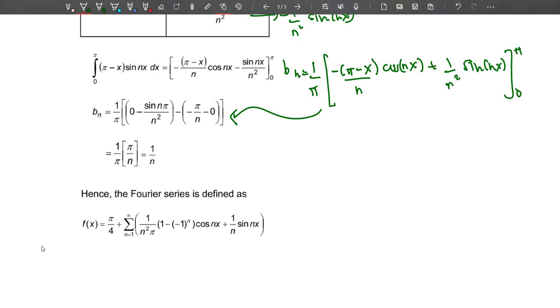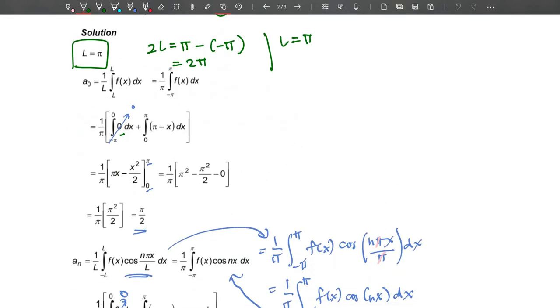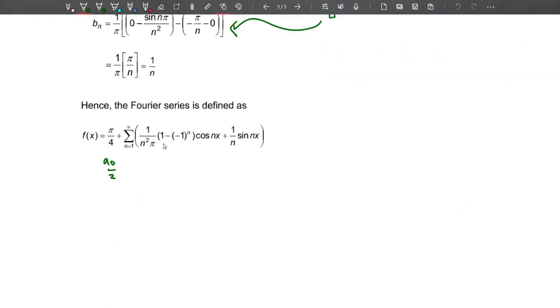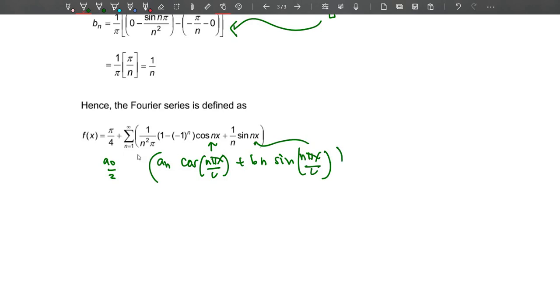Hence, the Fourier series here is defined as f(x) equal to a0 divided by 2. The value of a0 that we have obtained earlier is actually pi over 2. That's why here we have a0 over 2, pi over 4, plus summation n from 1 to infinity, a_n cos n pi x over L, which is n x, plus b_n sin n pi x over L, which is n x. This should be in the summation n from 1 to infinity. This is your f(x). a0 is actually pi over 2.